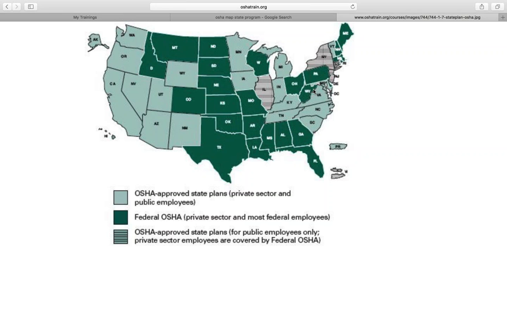So it's all of these states, and then Puerto Rico also has its own state plan. We know it's a U.S. territory, but it has its own state plan as well. Just to let you know, the state plans receive about 90% of what OSHA would have spent in their state anyway. So they get about 90% to run their own program, and they also keep any fines and penalties that are generated in their state.